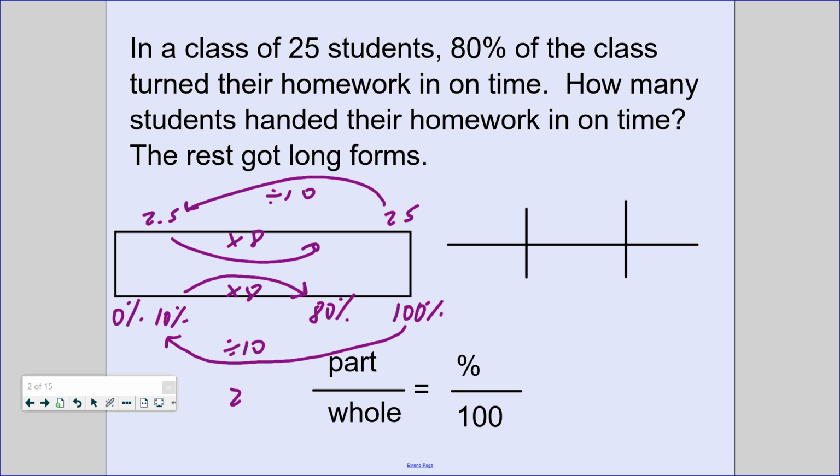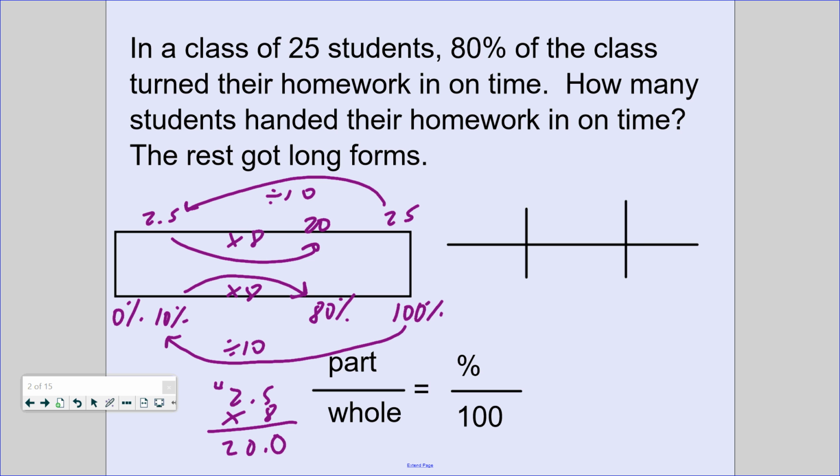And what is 2.5 times 8? 8 times 5 is 40. Carry the 4. 8 times 2 is 16, plus 4 is 20. So 20 is the answer. 80% represents 20 students.